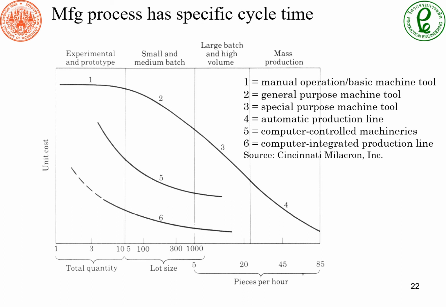This graph shows that as the required production rate increases, as in the x-axis, going from left to right, the machine tool required will be more specific. In the experimental or prototype stage, we can use manual or basic machine tools, denoted by 1. As we start to manufacture in small batches, we need general purpose machine tools. Manufacturing large batches, high volume or mass production requires special purpose machine tools or an automatic production line.